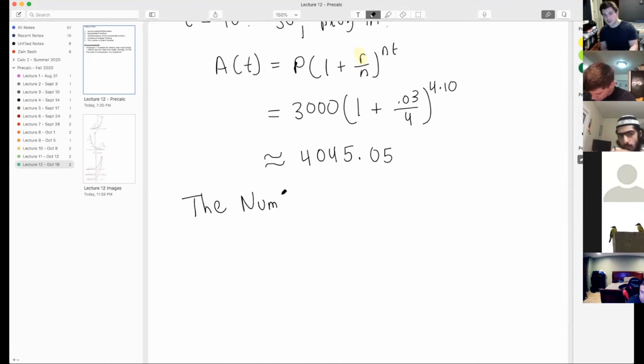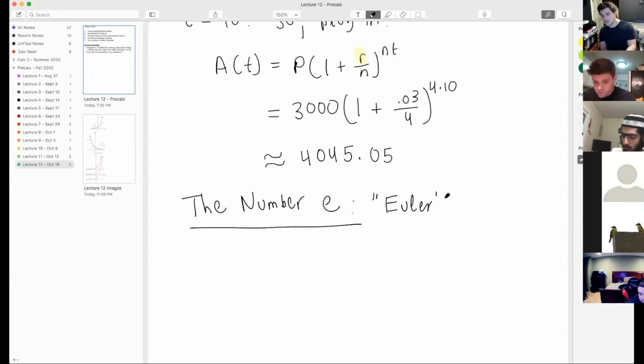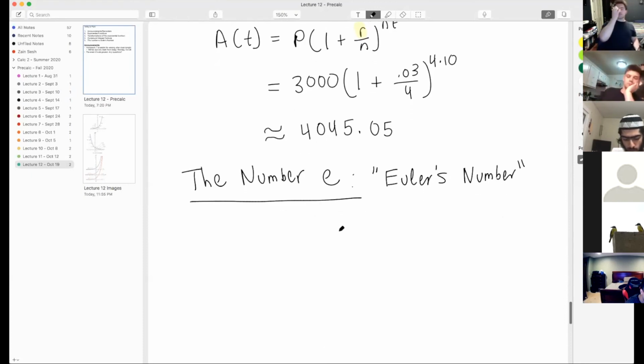The number e, also referred to as Euler's number. So I'll just put that in parentheses. Euler was a very famous mathematician. He was like a human calculator. He was just, you know, a beast. He was phenomenal. He discovered some great things in math, so great that they named a number after him.